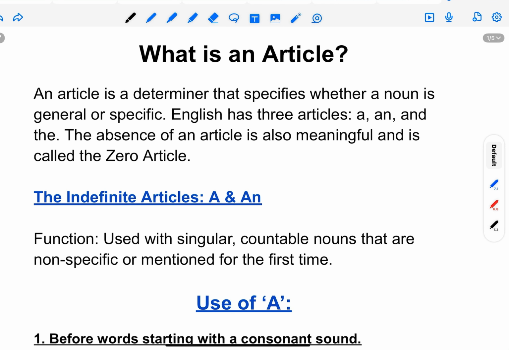Hello friends. So today's topic is article. In this video we will learn the use of articles a, an and the. So let us start our topic.